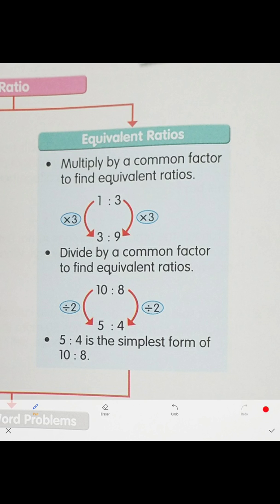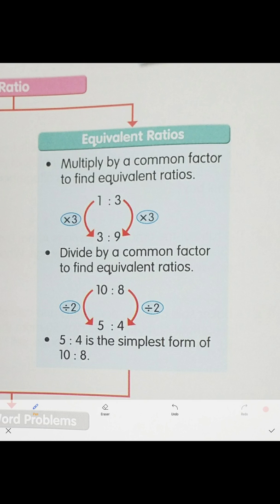Multiply by a common factor to find equivalent ratios. This is what we learn to do. If we have a ratio of 1 to 3, we can transform it by multiplying both sides by 3, and we will get an equivalent ratio of 3 to 9. Okay.